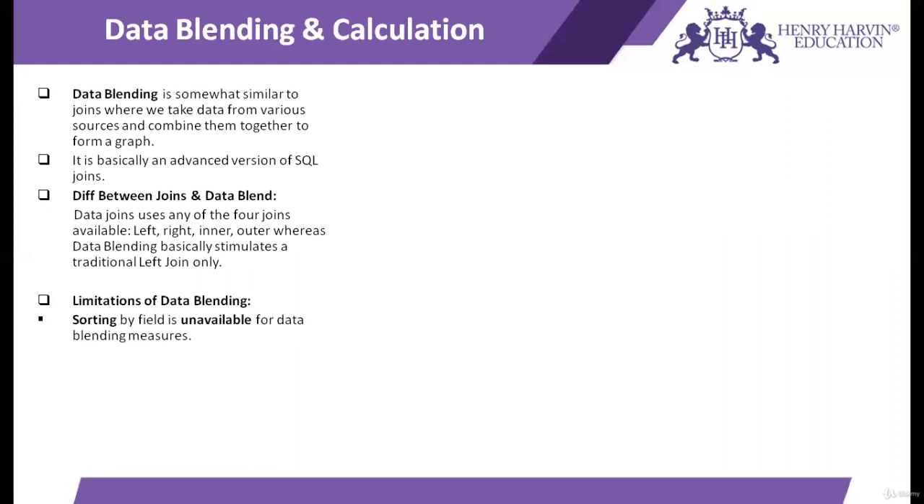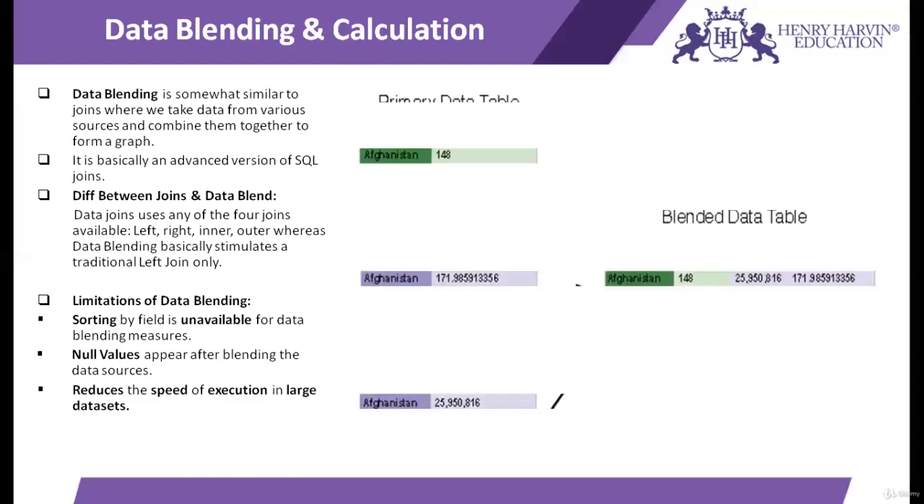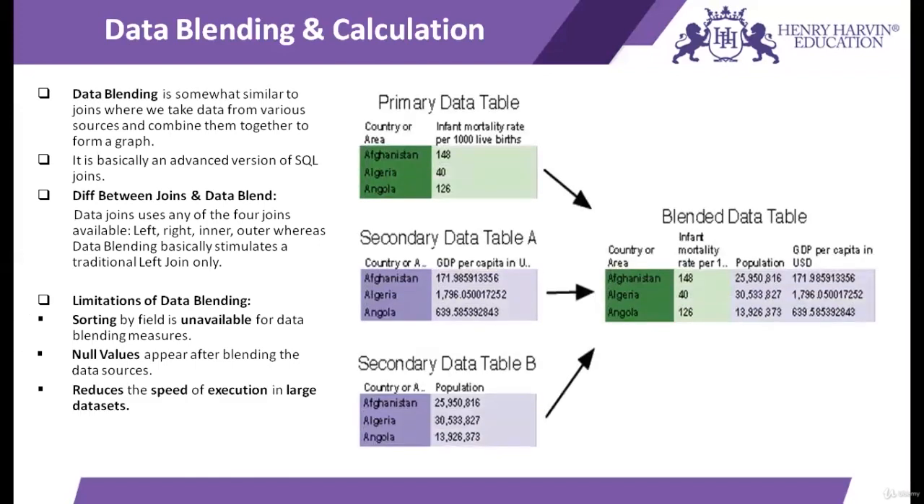Next, we'll see a bit of the limitations of data blending. There are a few limitations. First of all, once we have blended data from multiple sources, sorting them by field will not be possible. Second, there will be null values appearing in our merged database because there will be many references where data values will not appear. Third, it reduces the speed of execution.